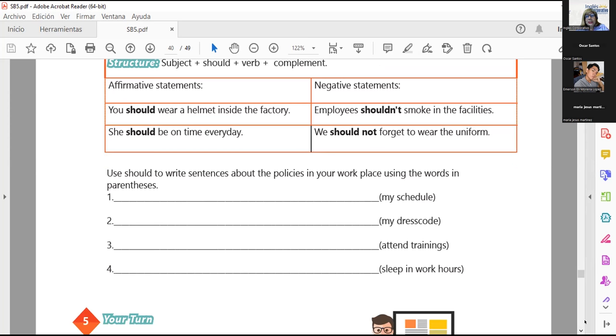Teacher, policies is not police, right? It's policies, políticas. Yeah, it's policies, something like rules. Rules in your company. Similar. And parentheses, what is it, teacher? Paréntesis. Ah, okay. Okay, don't worry.